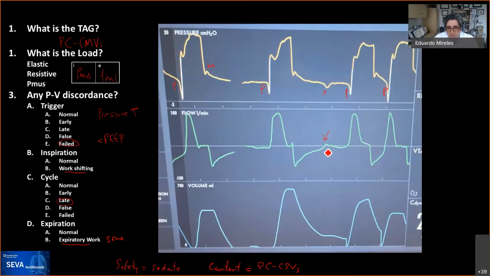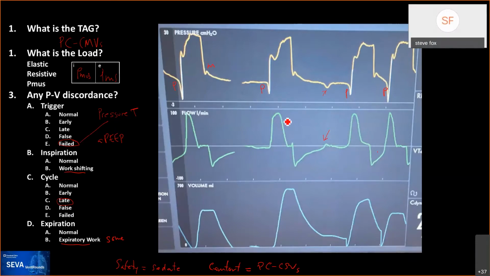And then here, because it's a pressure trigger, the patient actually did enough effort to cross the baseline, right? You see how it crosses the baseline on the flow? And it dropped the pressure on the airway, but it was not able to reach the threshold set by whoever was the operator. Even though it dropped the pressure, the patient could not trigger a breath. So this is one of those types of failed trigger that is not related necessarily to auto PEEP. It's related to the threshold set on the pressure trigger for this patient. Is that cool?